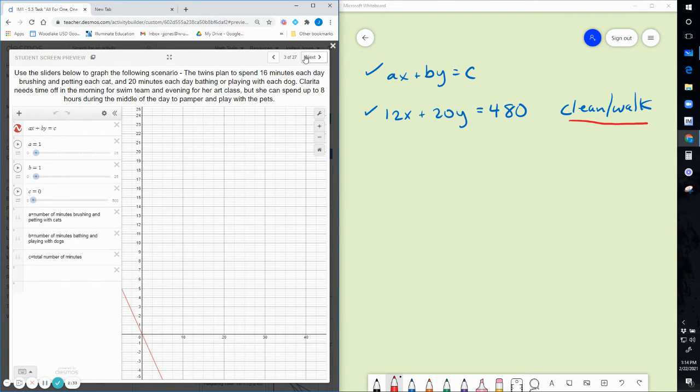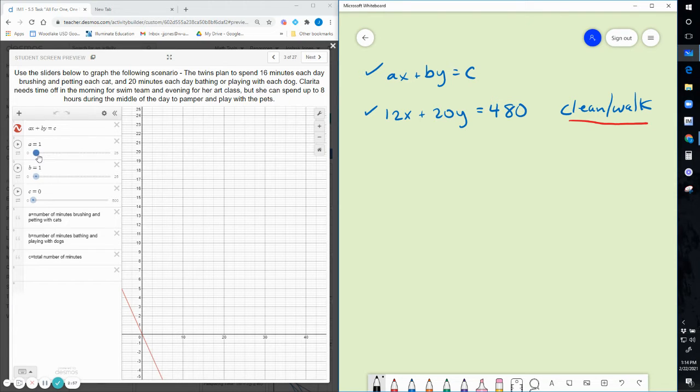The next slide, you're going to do the exact same thing, but it's for a different scenario. Now this scenario is talking about brushing and petting each cat, and it's talking about bathing and playing with each dog, right? So it gives you a number of minutes. You see 16 minutes for cats and 20 minutes for dogs. So go ahead and do the sliders, and go ahead and pause to do that.